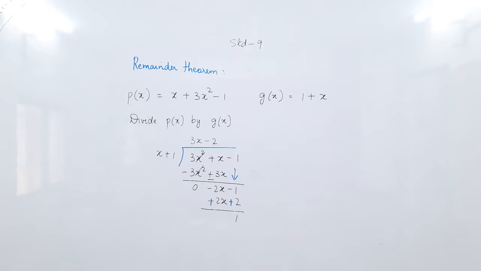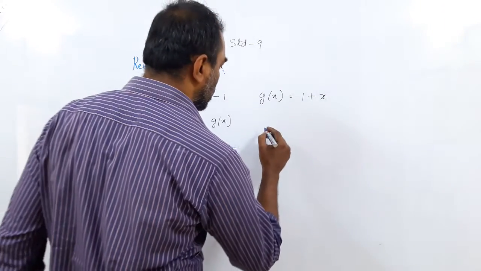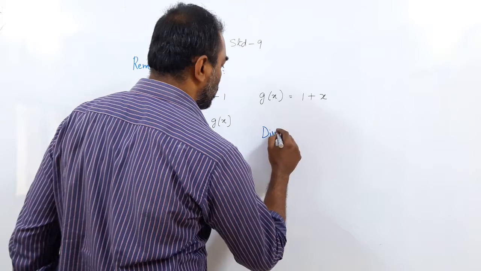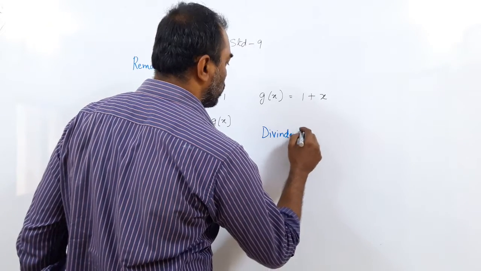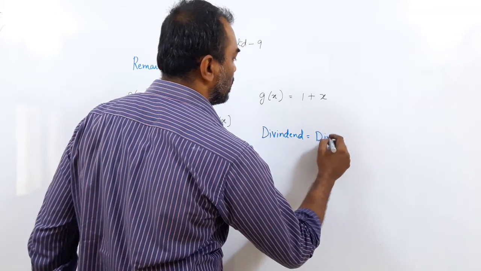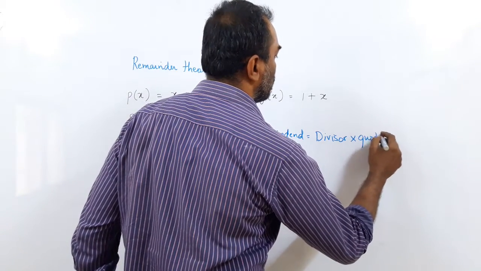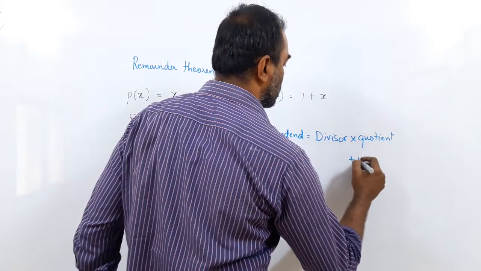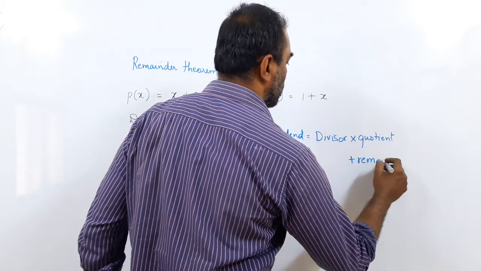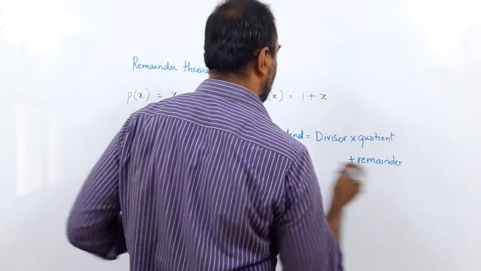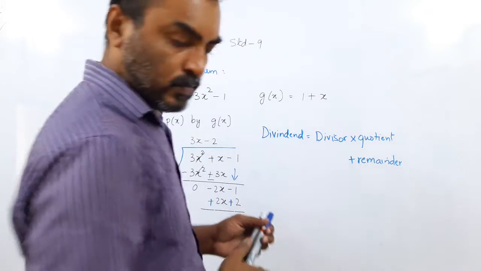But after doing this, what can we do? We have got a rule for any numbers. Dividend equal to divisor into quotient plus remainder. Yes, this is the basic rule. I will show you how it works.